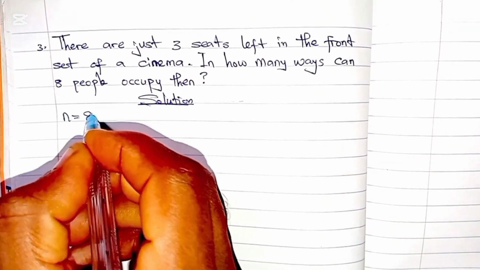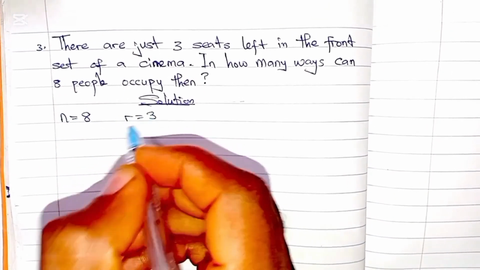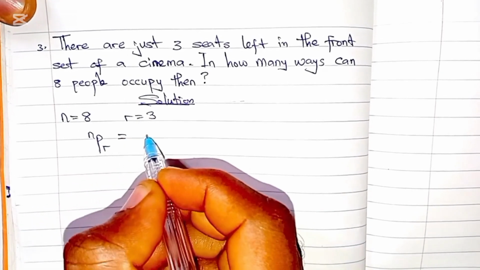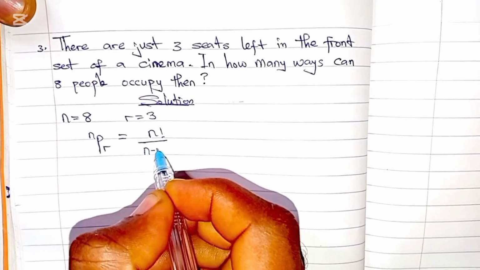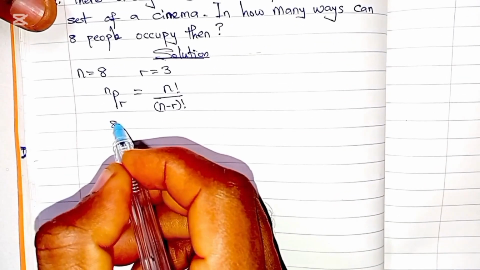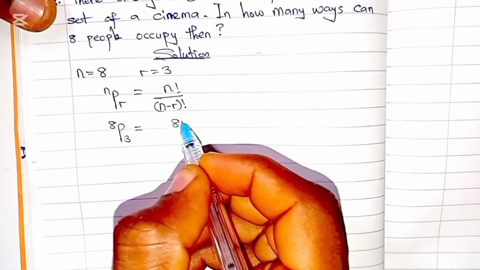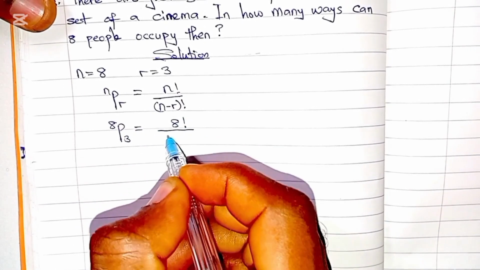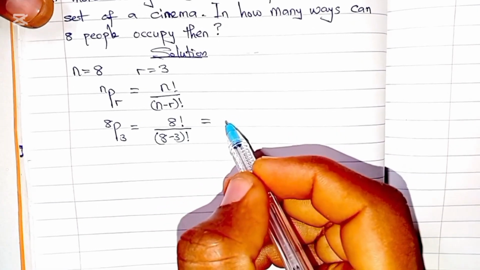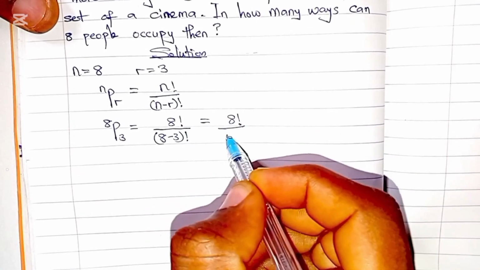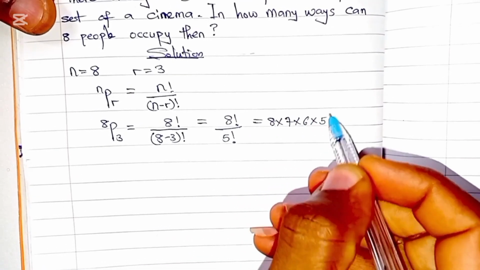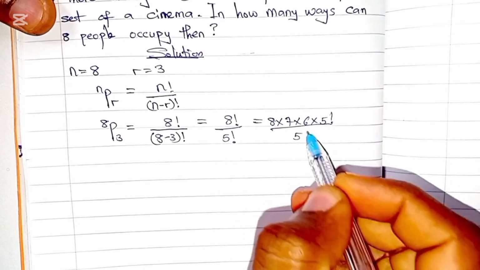There are just 3 seats left in the front row of a cinema, and we are to find the number of ways 8 people can sit there. The number of people available is 8, the possibilities of sitting down is 3. And so we're using the formula of permutation, n permutation r. N is 8, r is 3. So it becomes 8 permutation 3, and that will be 8 factorial over 8 minus 3 factorial. Expanding and dividing, the answer we get is 336 ways.